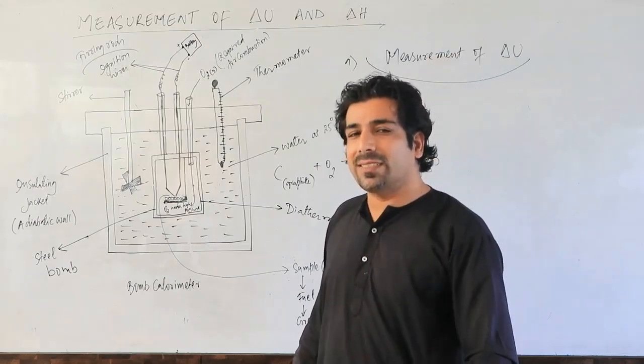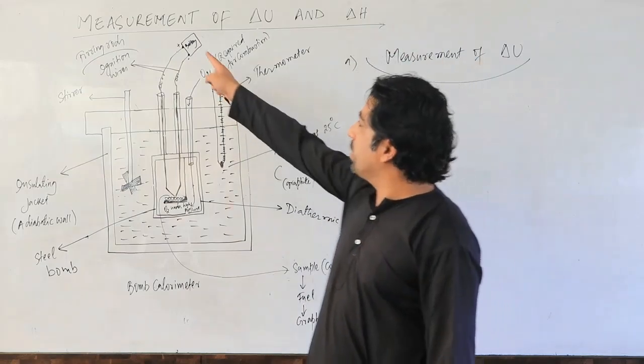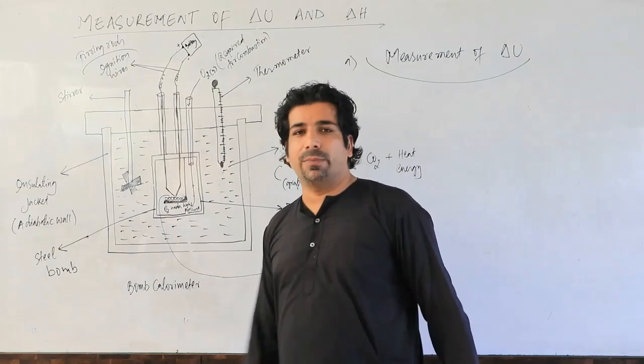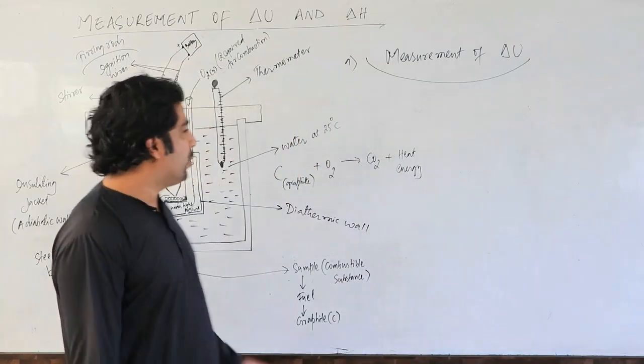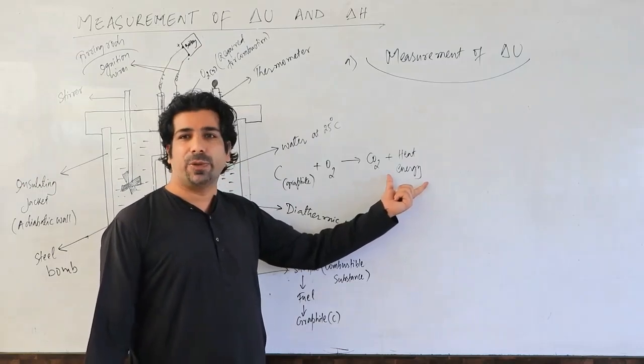Once it starts, it will continue by itself. Remember that particular point. So we are using the battery and we are giving the spark and burning the graphite here. So now, during this chemical reaction, heat energy is produced.